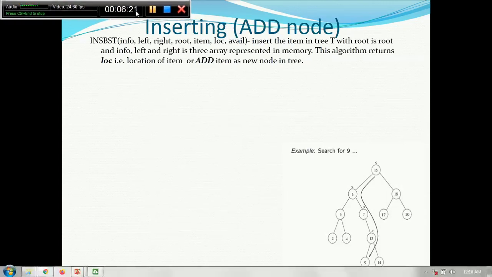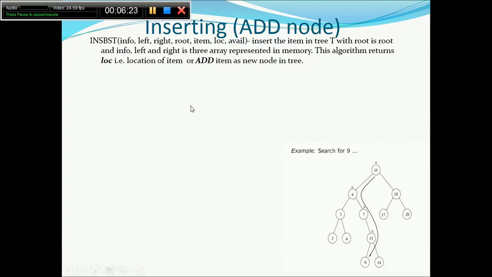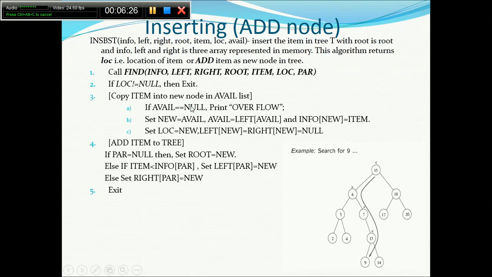So this algorithm uses these parameters. INSBST, that is the algorithm name. Info, left, right. Info is the item that I'm looking for. The left will hold the left subtree addresses and the right will hold the right subtree addresses. Root will point to the root. Item is the item that I want to insert. Location would be the location where the item has to be added, or the location of the item. Avail is just a free list of memory from where I can allocate a memory.